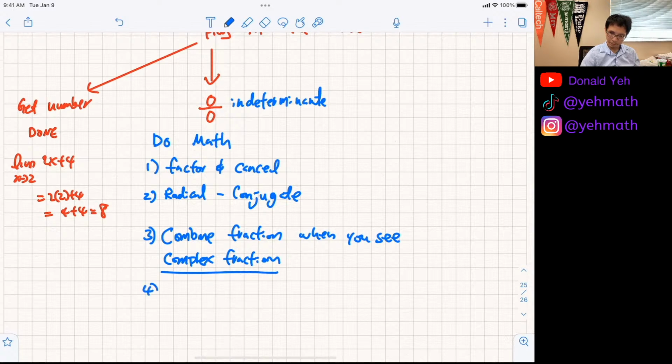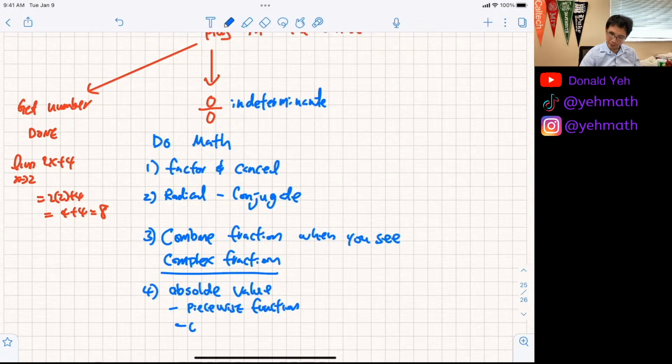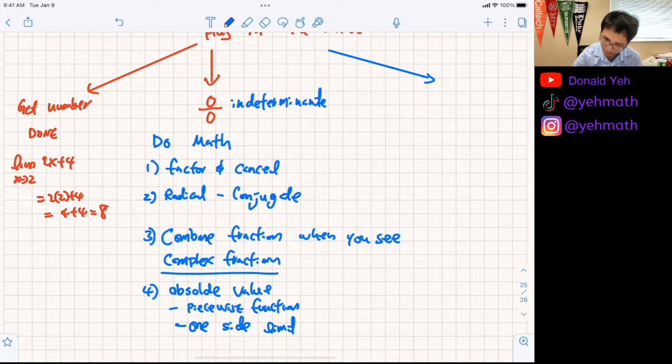Fourth, you might see absolute value. Then you're going to deal with a piecewise function, using the definition of absolute value, for one-side limits. So this one is going to be one-side limits.